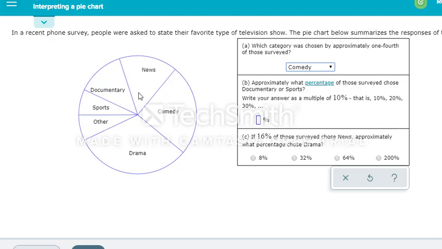Question B: approximately what percent of those surveyed chose documentary or sports?